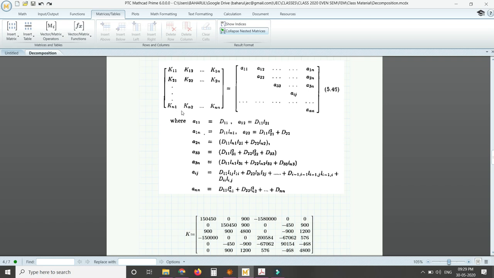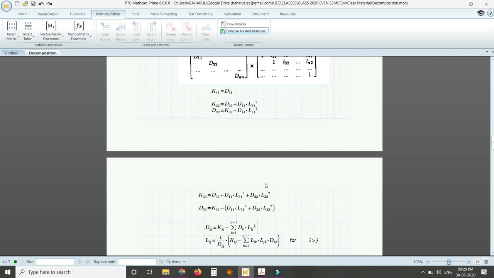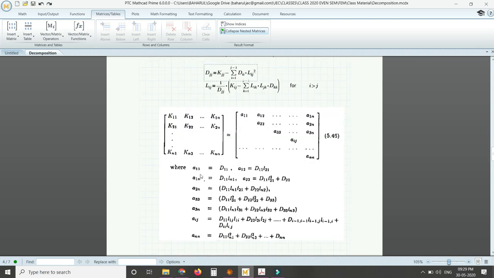Now we can finally write down the stiffness matrix in this upper triangular form. If I equate it to the previous equation, we can find certain equations for a11, a12, a21, a33, a3n, or all these values. From this equation we can directly find out the upper triangular matrix that we will get from Gauss elimination.